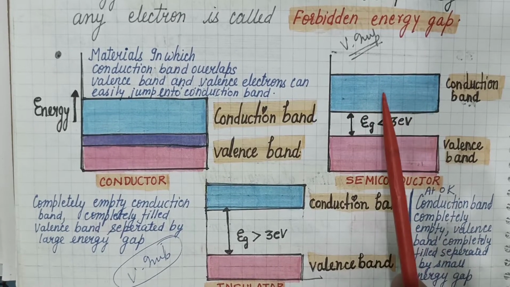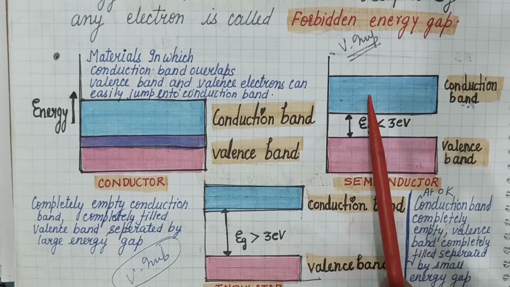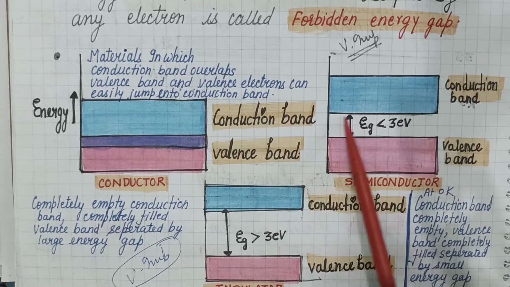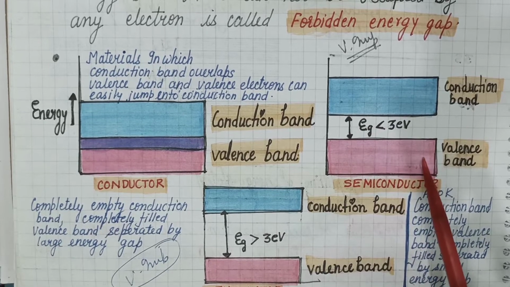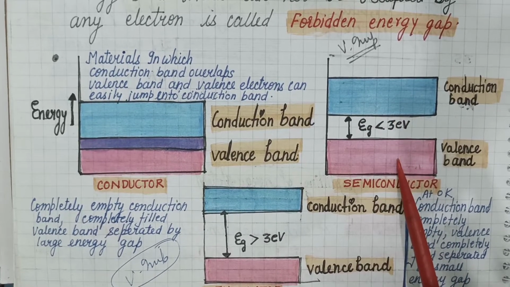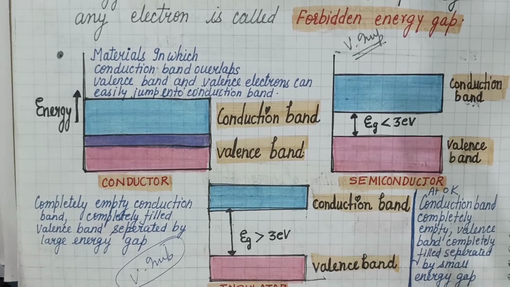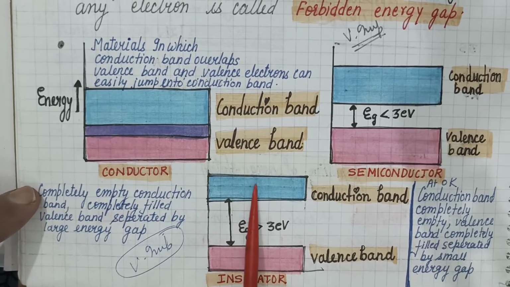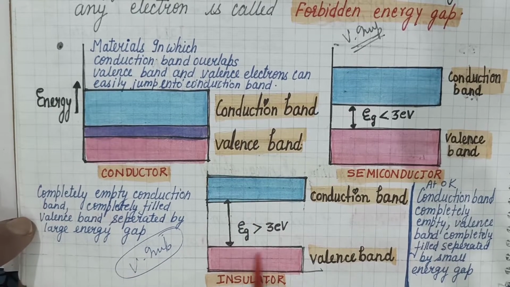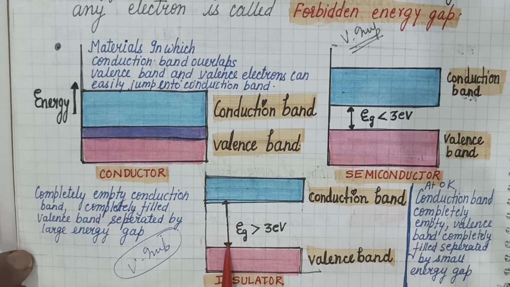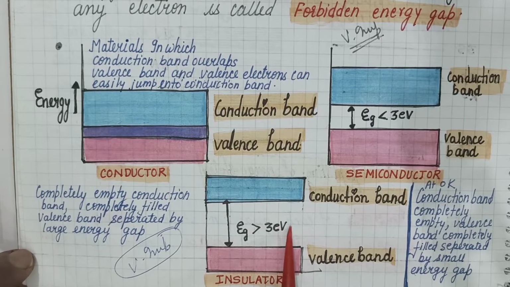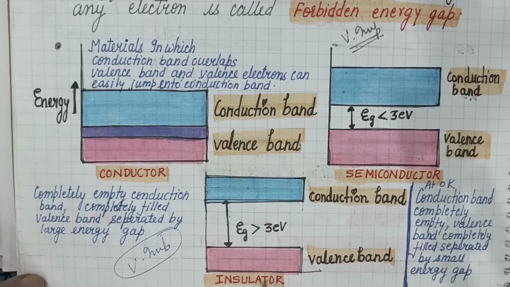Here also, for conduction band and valence band, you have to draw two rectangles to show these bands and a small gap between them which will be energy gap, and it is less than 3 electron volt. This is semiconductor's band diagram. Then insulator. Completely empty conduction band and completely filled valence band which is separated by a large energy gap greater than 3 electron volt. These materials are called insulators.